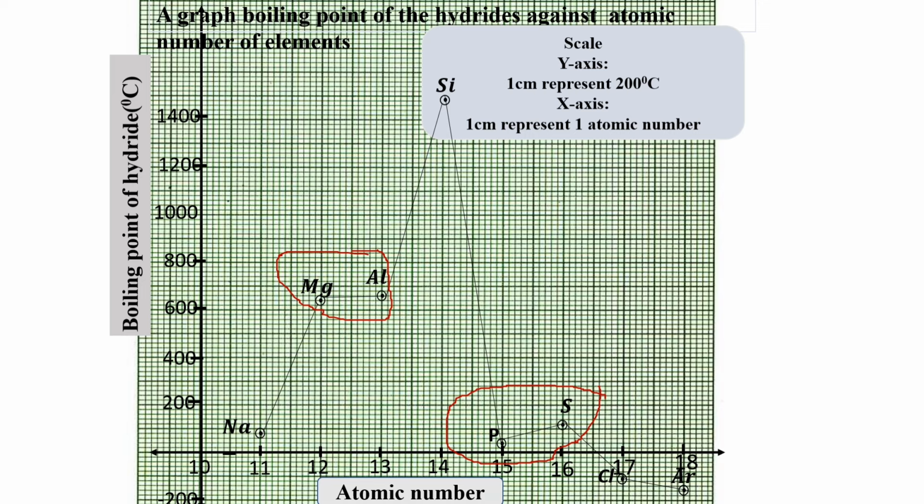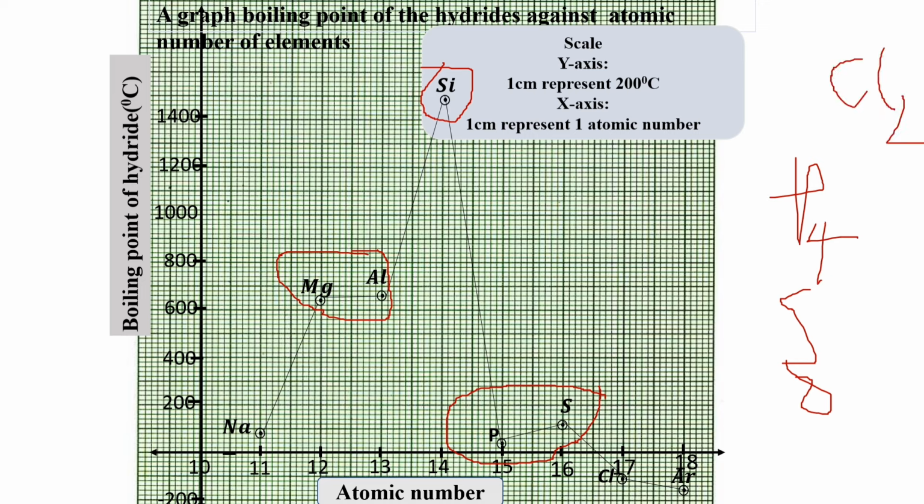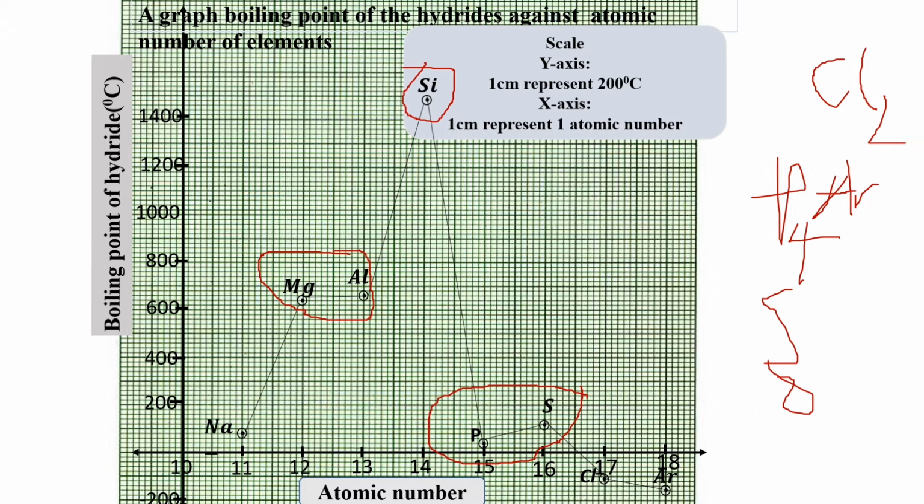Then for these non-metals, sulfur is S8, phosphorus is P4, chlorine is Cl2, argon is Ar. So you see that if you calculated the molecular masses with respect to these molecules, sulfur would have a very high molecular mass compared to phosphorus, and phosphorus to chlorine and argon respectively. So the factors are the molecular mass and the strength of the van der Waals forces. You can look at the answer.